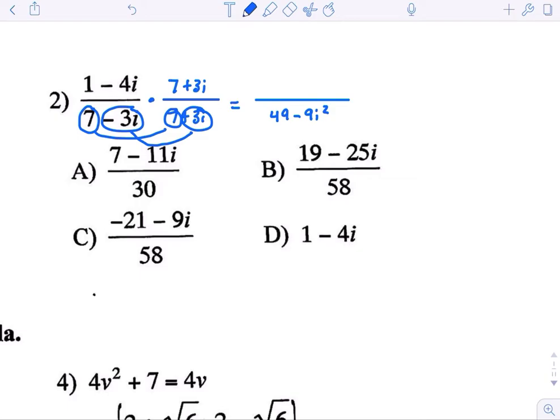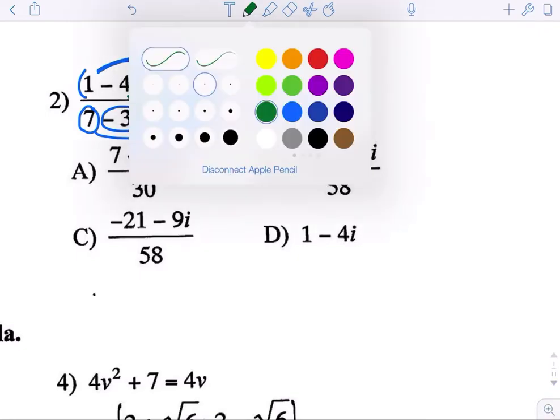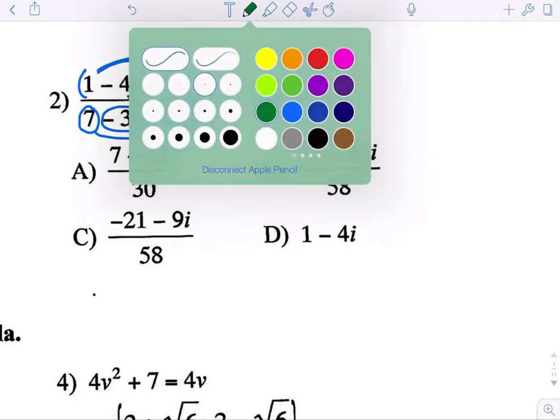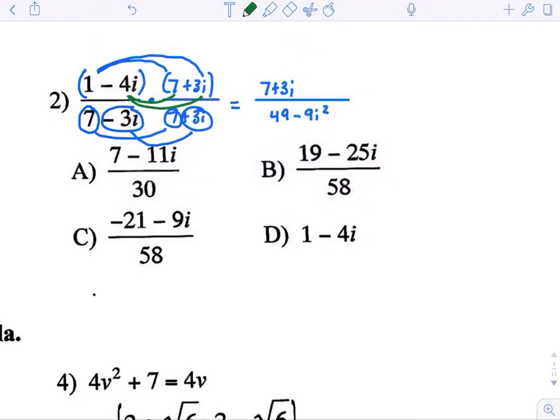Okay, on top, different story. You gotta distribute twice. So gotta multiply 1 to both of these, and you gotta multiply negative 4i to both of those. So 1 times 7, 7. 1 times 3i, 3i. Negative 4i times 7 is negative 28i. And negative 4i times 3i is negative 12i to the second.